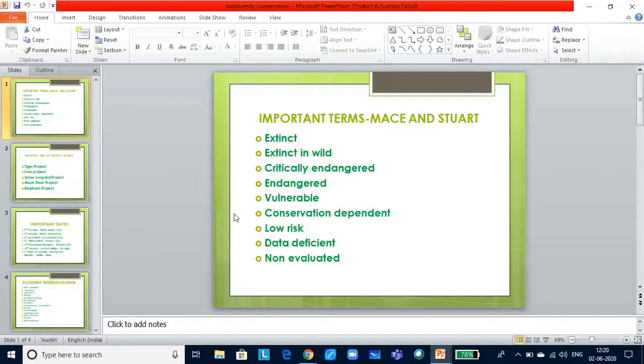Data deficient. A taxon is data deficient when there is inadequate information to make a direct or indirect assessment of its risk of extinction based on its distribution or population status. Not evaluated. A taxon is under this category when it has not yet been assessed against any criteria. So these are some of the important things you have to know of these terms.